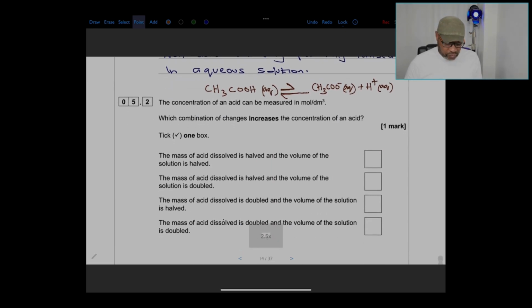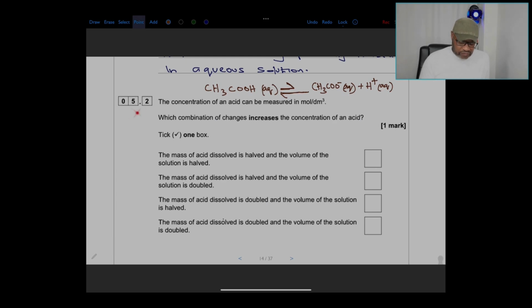Question 5.2. So if we look at question 5.2, the concentration of an acid can be measured in mole per decimeter cube. Which combination of changes increases the concentration of an acid? So we are looking at the situation here. The mass of acid dissolved is half, and the volume of the solution is half. So volume is the liquid, mass is the amount which is dissolved in the liquid.